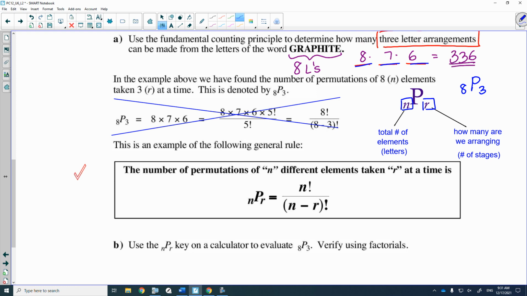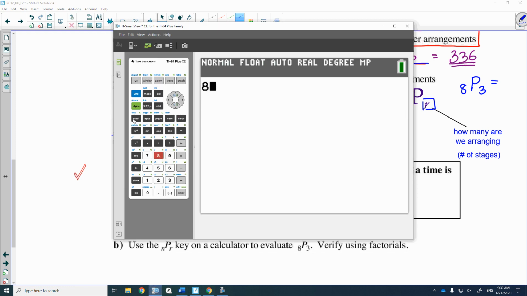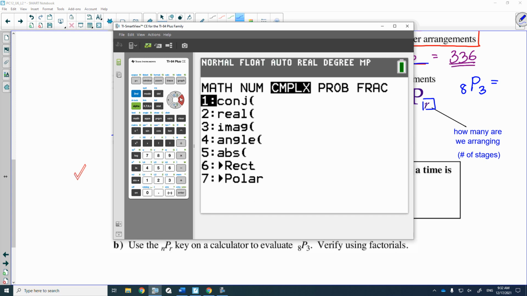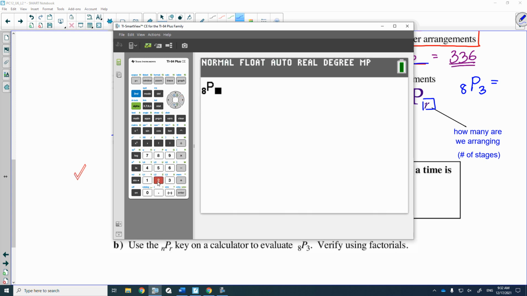We have a button on our calculator for permutations. So we know that 8 permute 3 is going to be 336, but here's where that button is. So type in 8, go to your math. Remember, everything is going to be under probability, and permutations is number 2. So 8 permute 3 is 336.